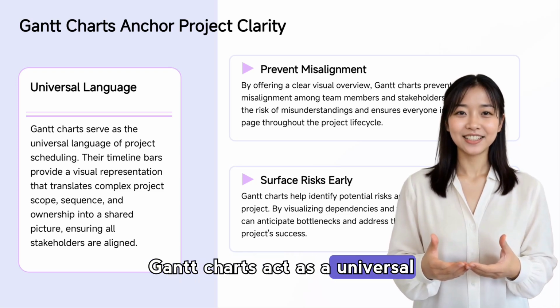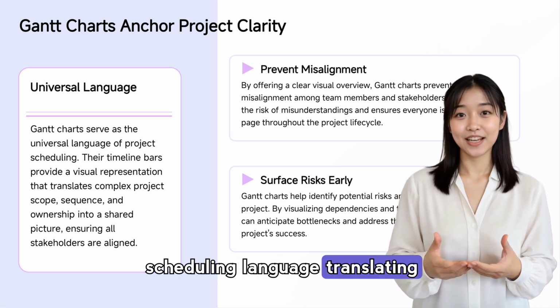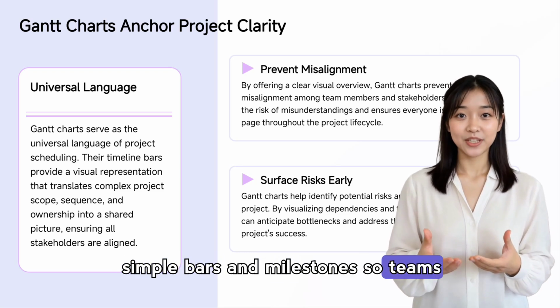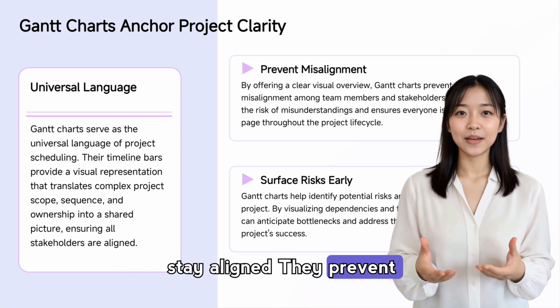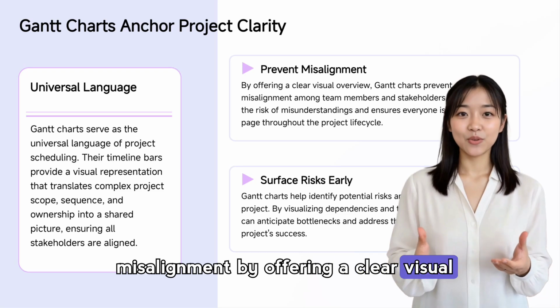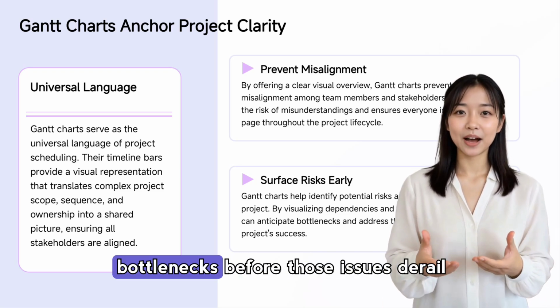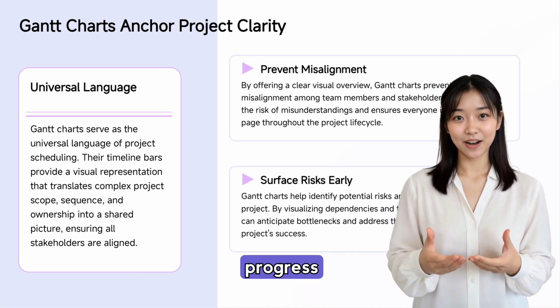Gantt charts act as a universal scheduling language, translating complex scope and dependencies into simple bars and milestones so teams stay aligned. They prevent misalignment by offering a clear visual overview, and they surface risks early by revealing dependencies and bottlenecks before those issues derail progress.